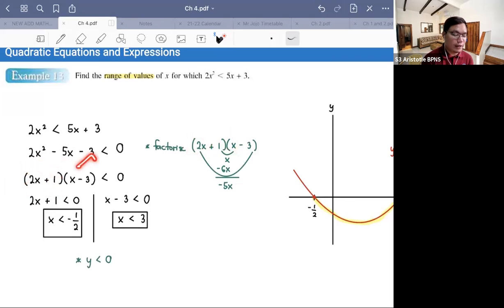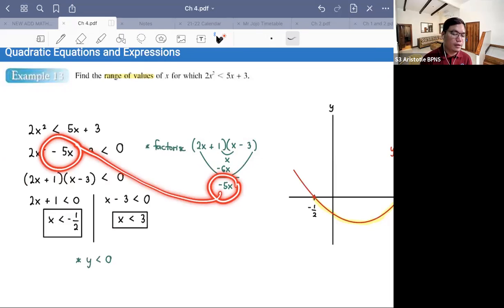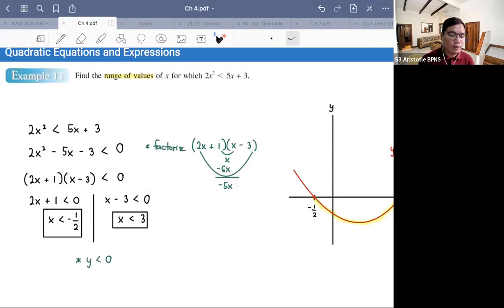And then what are the possible factors of negative 3? It's either negative 3 and 1, or 3 and negative 1. My correct pair is positive 1 and negative 3. You do guess and check by checking that the sum of the products should equal the middle term. If that's the case, our factors are correct. So that's how I got 2x plus 1 times x minus 3 less than 0.